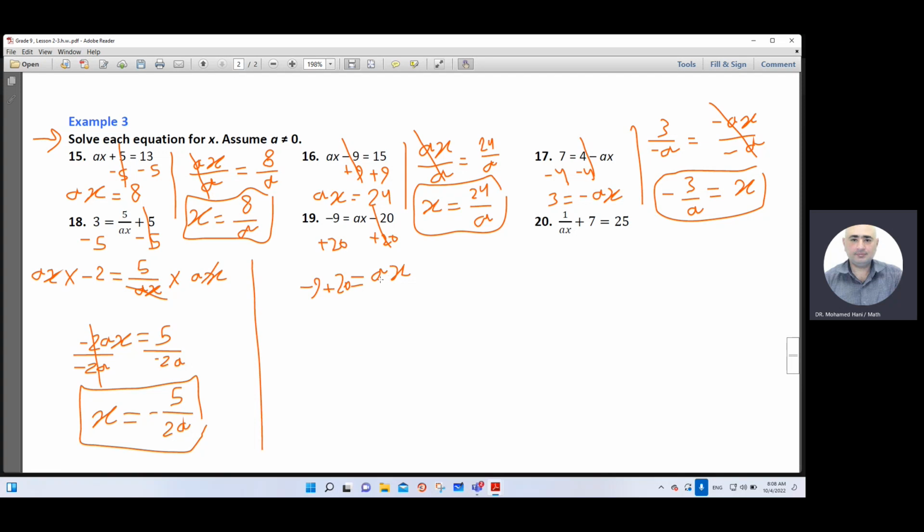We want to remove A to keep the X alone. So you can divide the two sides by A. -9 plus 20 will be 11 over A equals A divided by A, 1, remains X. So the value of X equals 11 over A. So I think we're going to check.